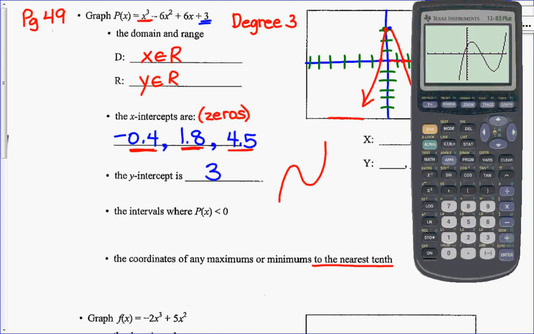Okay, so we wanted to calculate a local maximum. So we're going to go second function, calculate. We want the maximum. That's number 4. Again, use your left and right arrows just to get to the left of the maximum, and then to the right of the maximum. And then hit enter 2 more times, and it'll tell you that your maximum point is at 4.65 on the y. Okay, so that's your maximum point.